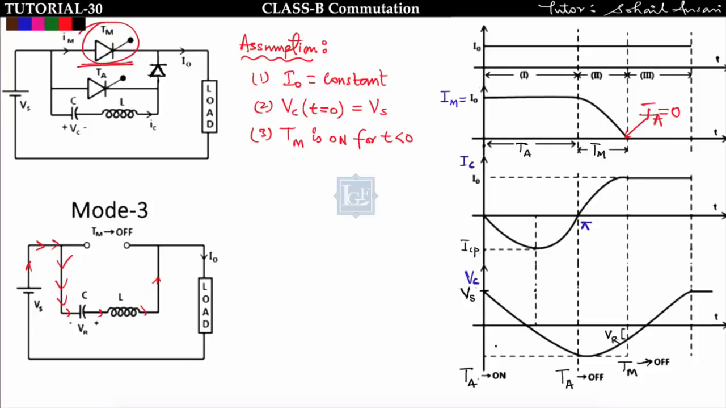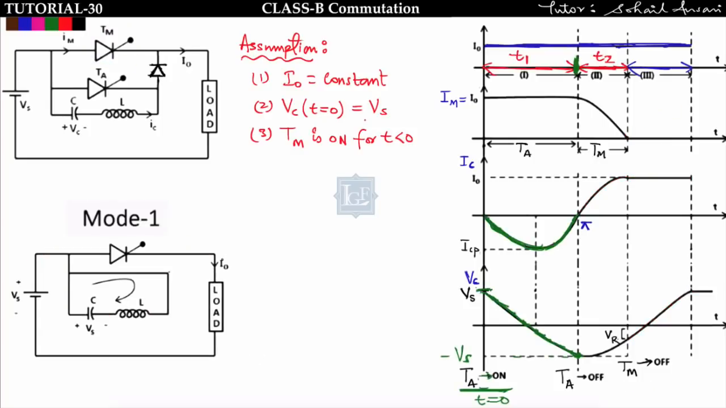So you can see that after mode 2, the main thyristor TM is off, and this capacitor voltage will again charge up to Vs. This is the plus Vs by the supply voltage, and after that it will be in off state. Got it? Similarly, the capacitor current you will get is equal to I0. This is the I0, right? So here the capacitor current you will get is equal to I0. That is the end of mode 3.